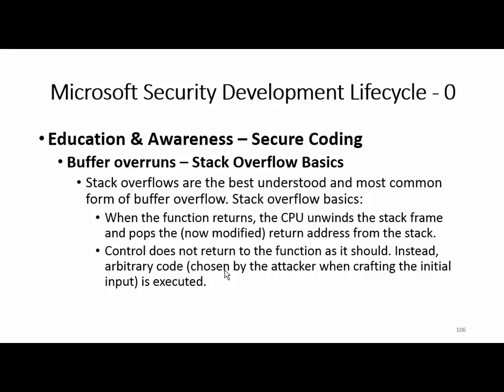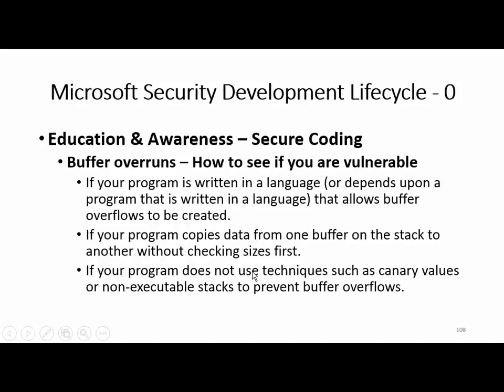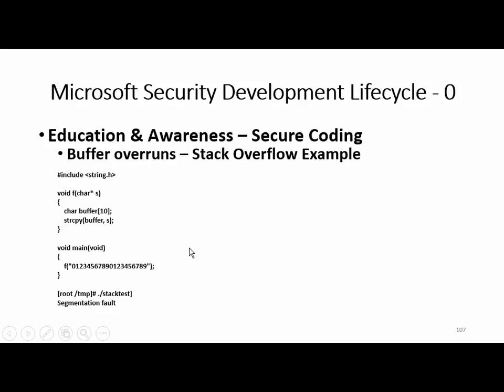When the function returns, the CPU unwinds the stack frame and pops the now modified return address from the stack. Control does not return to the function; rather the machine is now under the control of the attacker. All right, just a simple example of this where the idea is you've got a buffer of size 10, and notice what we're trying to put in here, something closer to size 20.